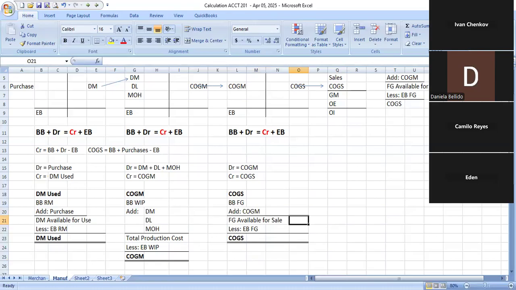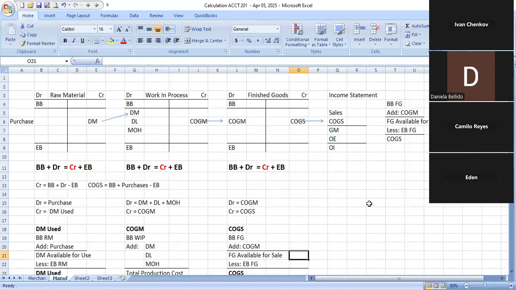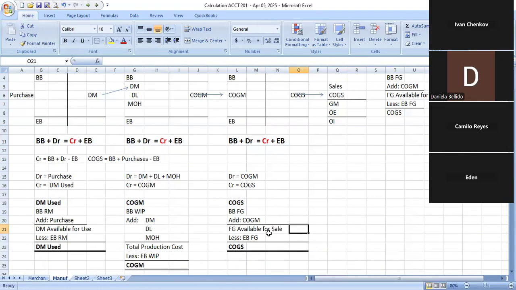Okay, so slides. Let's move back to slides. And what are we doing here? It's an income statement. On the income statement, we're chasing only and only cost of goods sold, right? That's our objective here, to find out how much is our cost of goods sold.